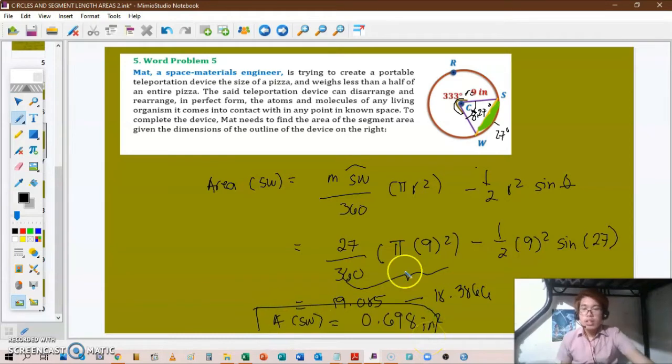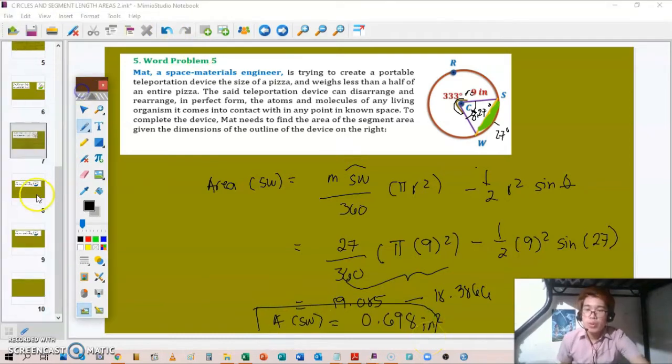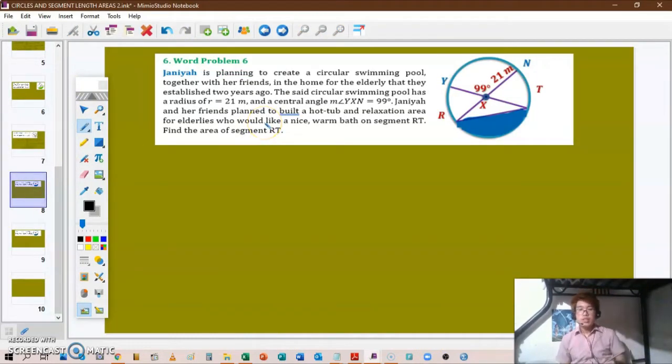There you go. So moving forward with our next question. Jania is planning to create a circular swimming pool together with her friends and their family for the elderly. They've created a home for the elderly and they had a pool, given here on the right. The said circular swimming pool has a radius of 21 meters and a central angle of 99 degrees.